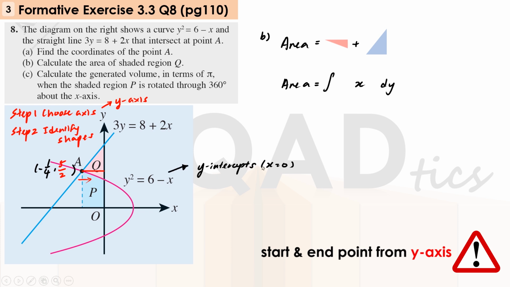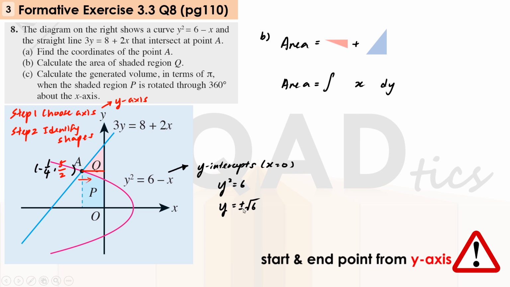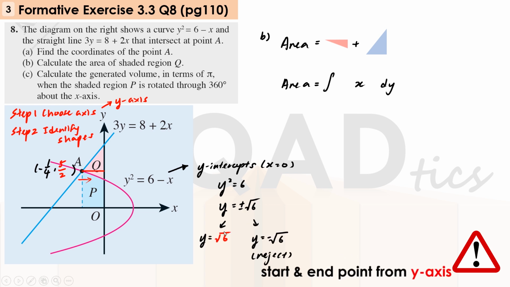For this one, we just substitute x with 0, then we move the square to the other side. Please remember, when you move the square, there will be two answers, positive and negative, and here we need to split. Since this point is above the x-axis, y is positive, so this one we reject. Our value would be √6. And our highest point here is 5/2, from the answer in part A.